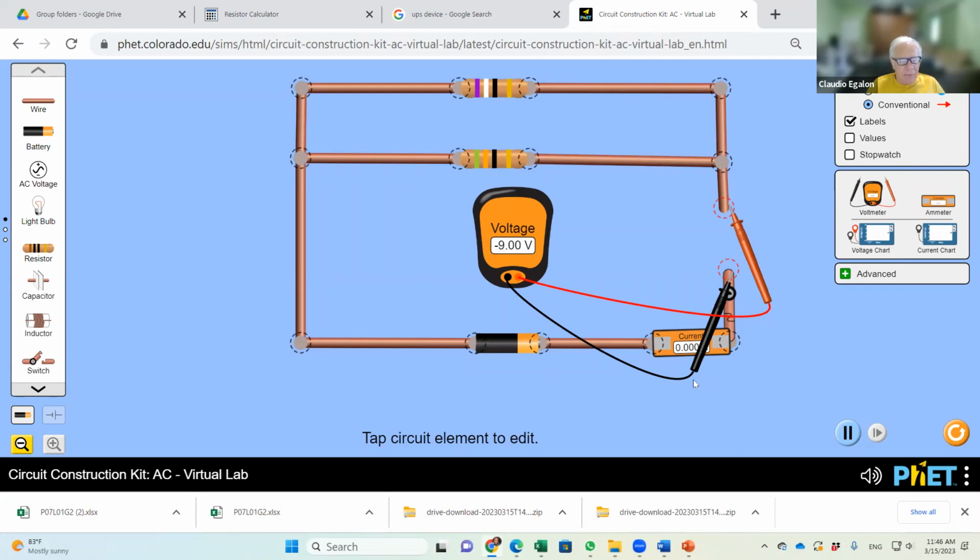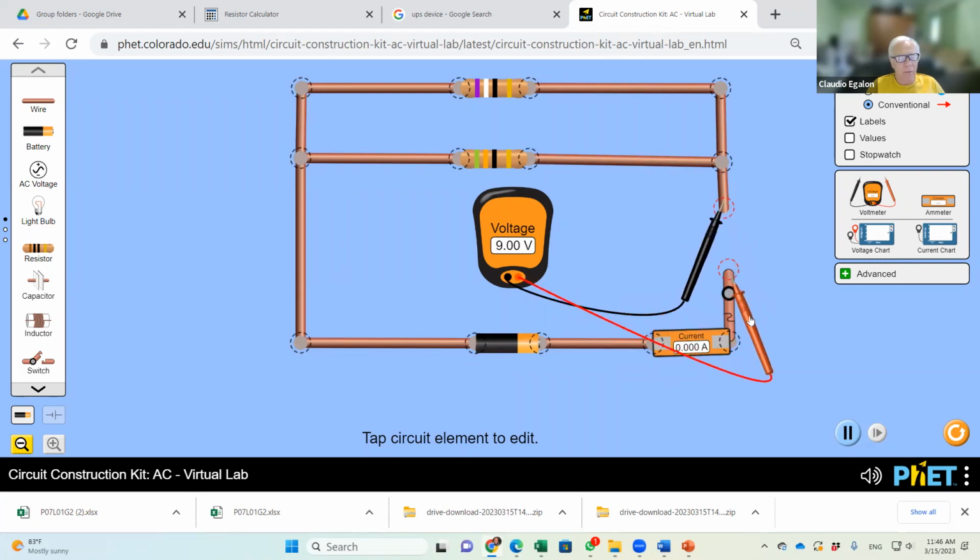Because the negative probe of my voltmeter is connected to the positive tip of my battery. And similarly, the red probe of the multimeter, which is the positive end, is connected to the negative of the battery. If I want to see a positive measurement there, all I have to do is invert the polarities here. Now I have +9 volts.